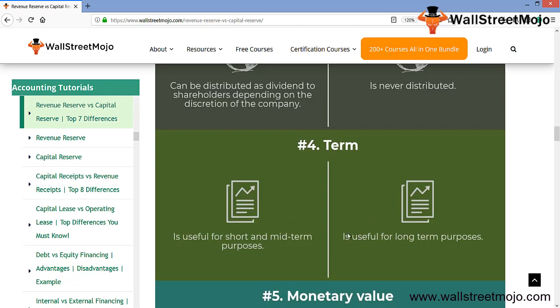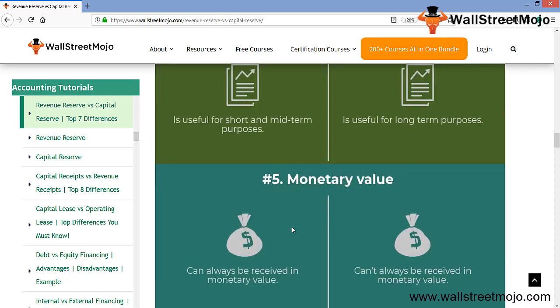And the capital reserve is useful for long-term purposes. Capital reserves are more useful in situations which demand a real resilient force, when there is an inflationary condition and so forth. The monetary value: revenue reserves can be received in terms of monetary value.